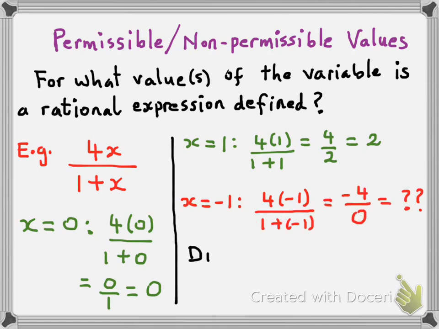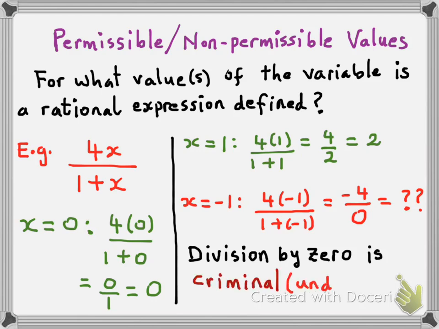What is going to happen here? Well, something bad happens here. If x is minus 1, you will have 4 times minus 1 divided by 1 plus minus 1, which is negative 4 divided by 0. What is negative 4 divided by 0? I hope you are not thinking negative 4 divided by 0 is 0, because it's not. Negative 4 divided by 0 is not defined. Okay, I like to say that negative 4 divided by 0 is criminal. It's an offense, okay? It's punishable if you divide by 0.